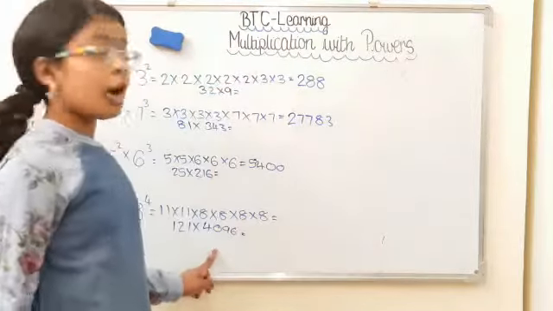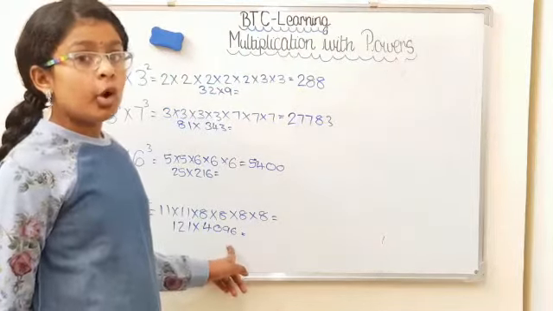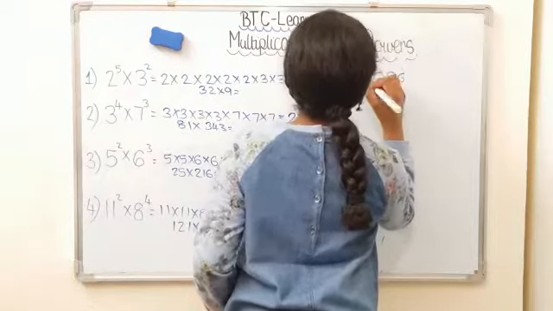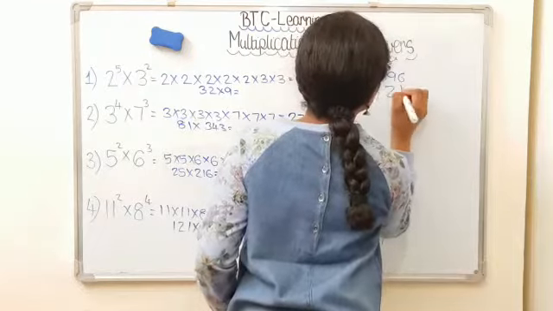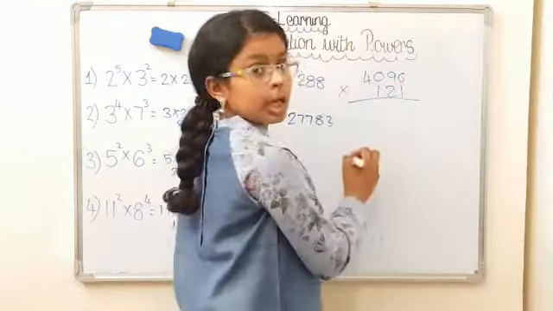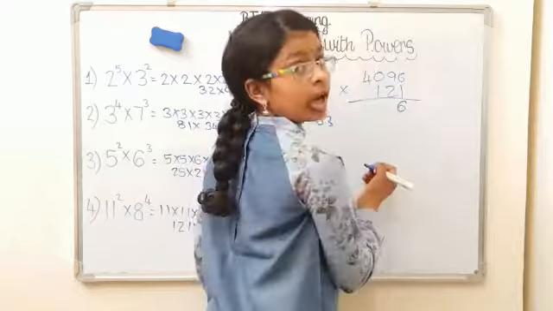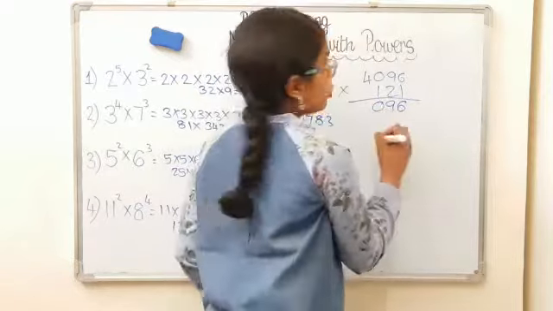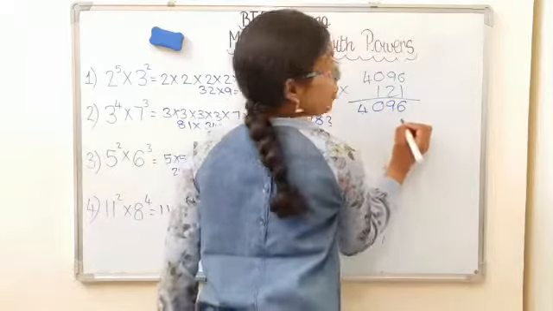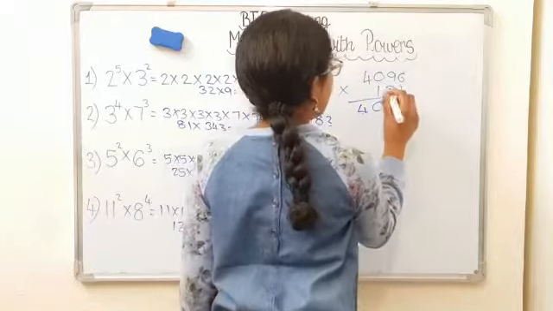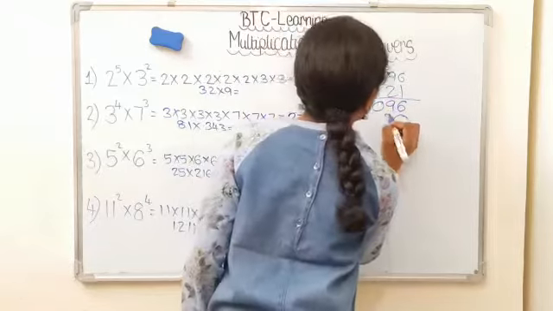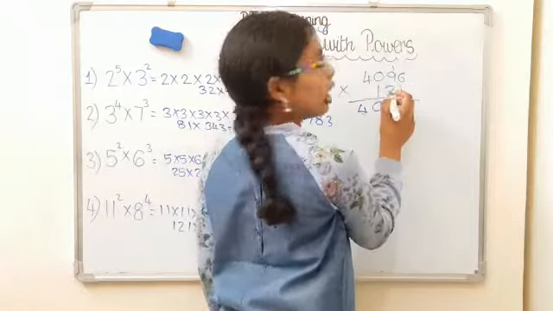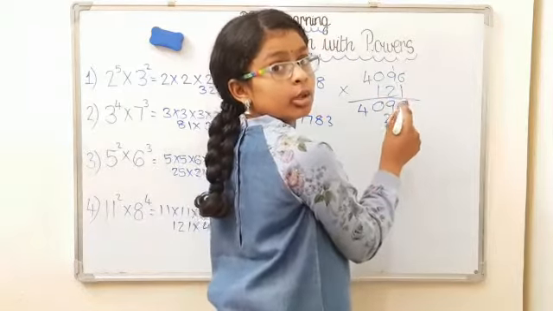Now I'm going to do 121 times 4096. So 4096 times 121. 6 times 1 is a 6. 9 times 1 is a 9. 0 times 1 is a 0. 4 times 1 is a 4. I'm going to add a 0. Now 2 times 6 is 12. Add the 1. 9 times, carry the 1. 9 times 2 equals 18.